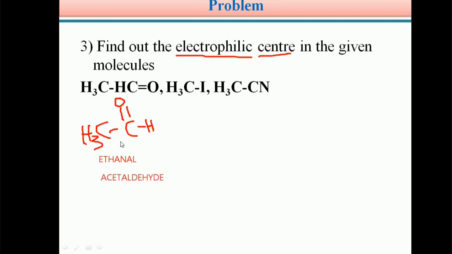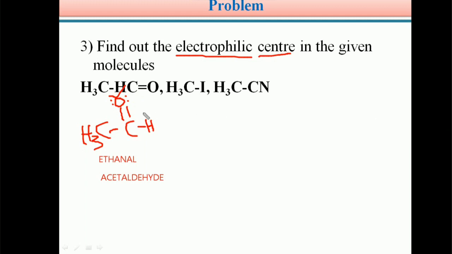So students, in the acetaldehyde molecule, we know oxygen has a highly electronegative nature. In the periodic table, fluorine is the most electronegative element. The second most electronegative element is oxygen. As a result, oxygen has the ability to attract the bond pair of electrons towards itself. As a result, this carbon has a partial positive charge.